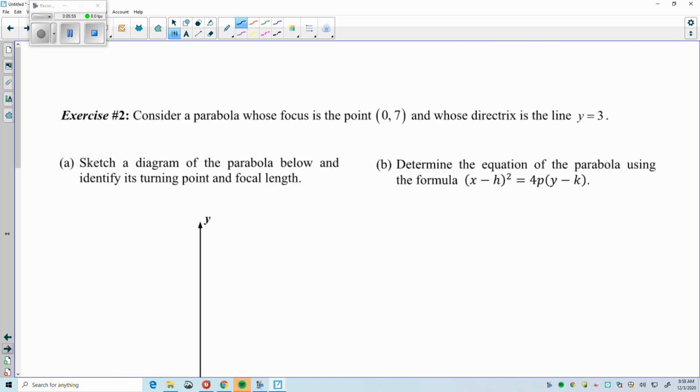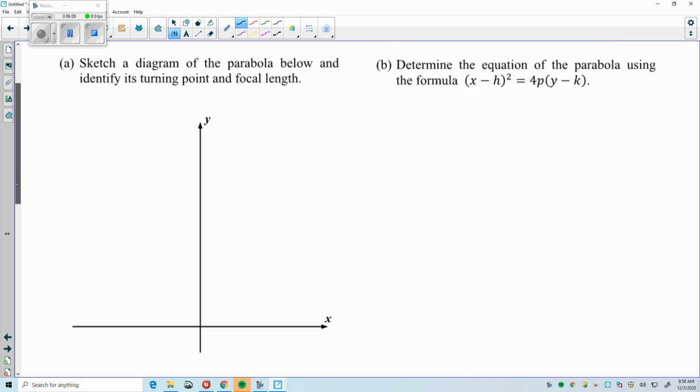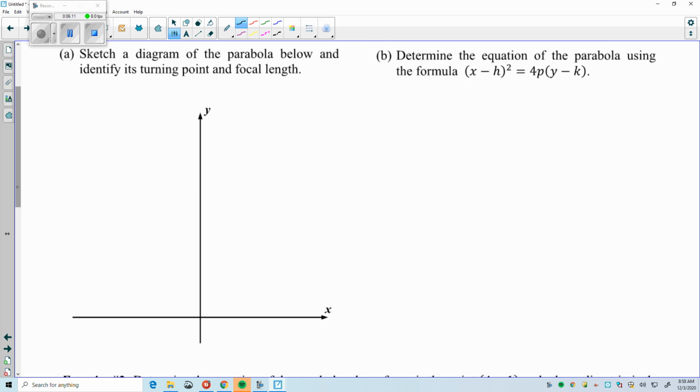Okay, so let's try another one. So we have a parabola whose focus is the point 0, 7, and whose directrix is the line y equals 3. So first thing that we're going to do is sketch a diagram of this parabola and identify its turning point and focal length. So they've given us the directrix of y equals 3. So that's a horizontal line at 3.